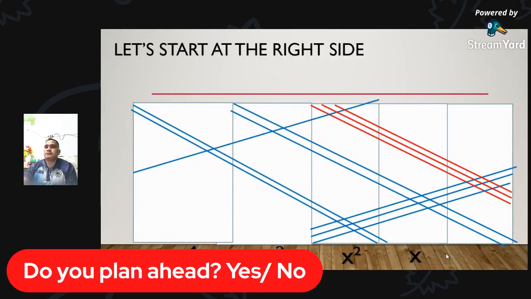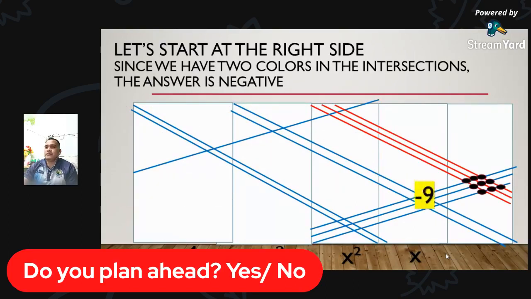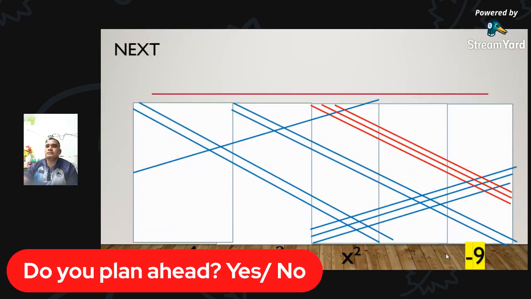So let's start on the right side. We will count the intersections. 1, 2, 3, 4, 5, 6, 7, 8, 9. As you can see, there are intersections of different colors. So therefore, we have 9, and since we have different colors, the answer is negative 9. Next, let's try. 1, 2, 3, 4, 5, 6. The same color, so we have positive 6x.